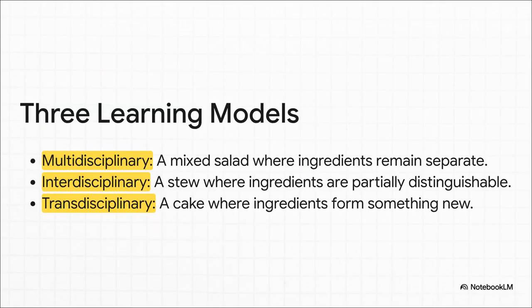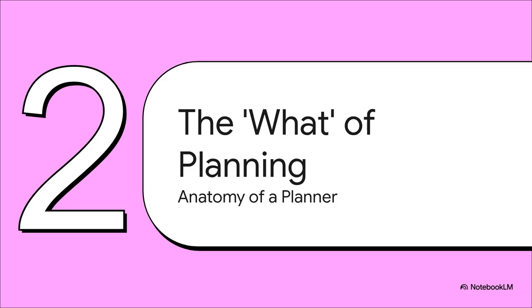I love this analogy because it makes it so clear. You've got multidisciplinary learning, that's like a mixed salad. All the ingredients are in the bowl, but the tomato is still a tomato, the lettuce is still lettuce, they're separate. Then you have interdisciplinary, which is more like a stew. Things start to cook together, the flavors blend a bit. But transdisciplinary learning, now that is a cake. The flour, the eggs, the sugar, they are completely transformed into something new, something you can't pull apart, and that's what we're aiming for.